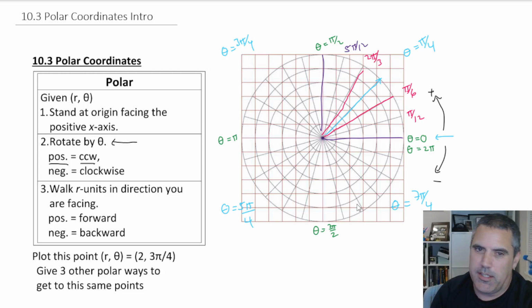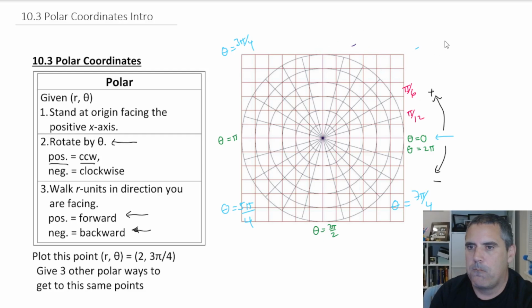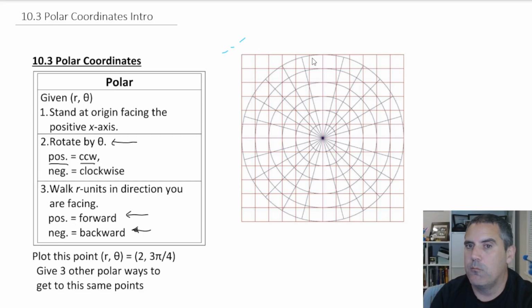So imagine you're standing at the origin and you're facing the x-axis. You rotate and then you walk. We are going to allow positive and negative distances to walk, but that's going to be your distance from the origin. Okay, so there's a few little things to say about that. It's just a different way of thinking, but it's valuable for many important problems.